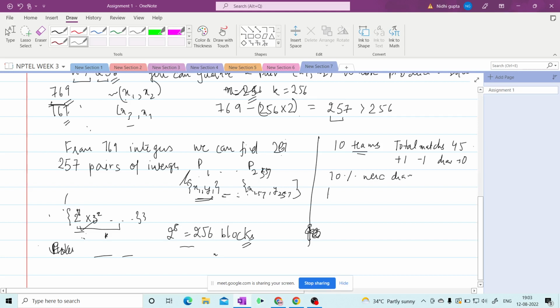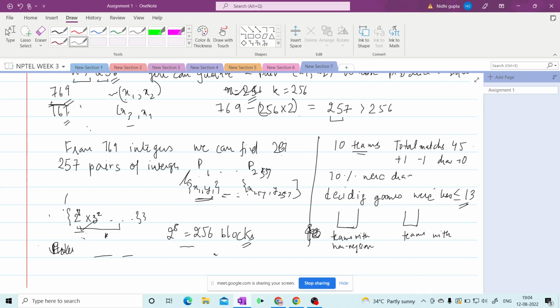So deciding games were less than or equal to 13. Since we have 10 teams, we are creating our blocks as teams with non-negative score and teams with negative score. So we have these two blocks, suppose. Fine. And we have 10 teams.